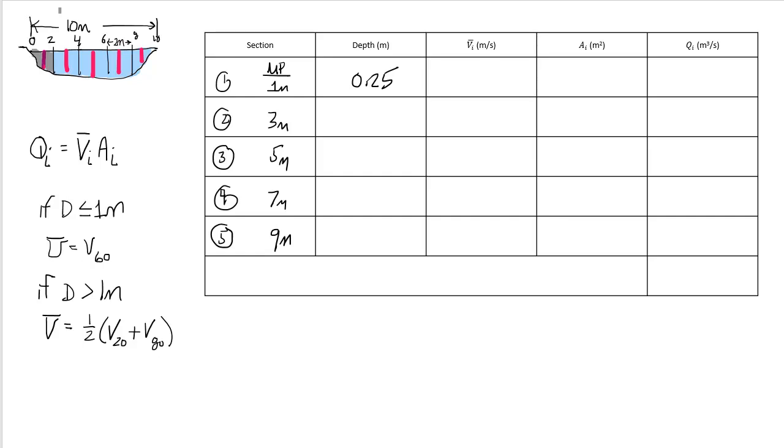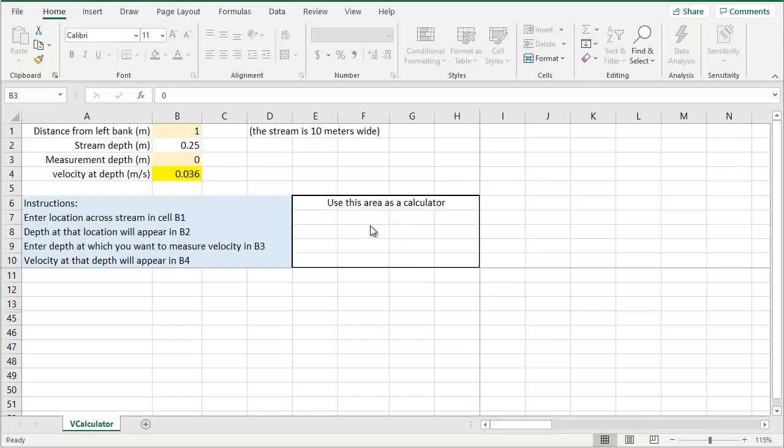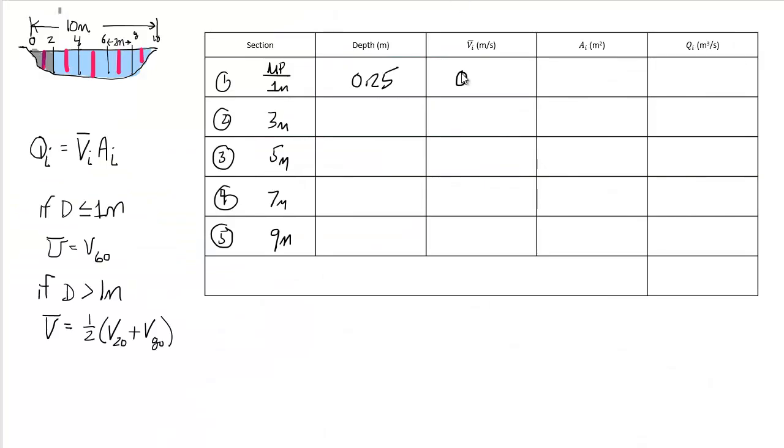Since 0.25 is less than 1 meter, all I need to do is go down 60% of 0.25 and get the velocity. We're going to use this area in the center as sort of our calculator. So 0.6 times the depth, 0.25, is 0.15. I enter a depth of 0.15, and I get a velocity of 0.024. That's all I need to know. That's the average velocity in that first section, so I'm going to put 0.024 in here.